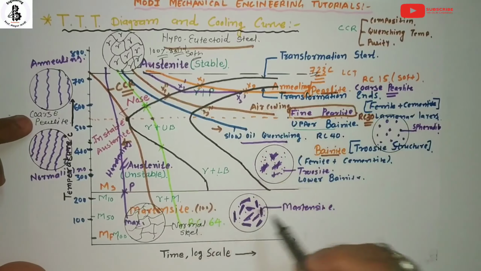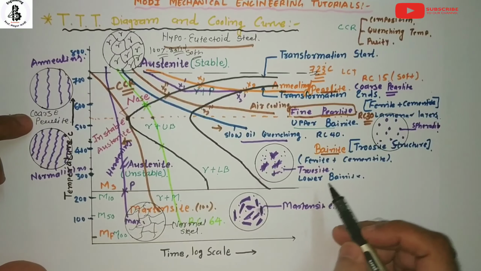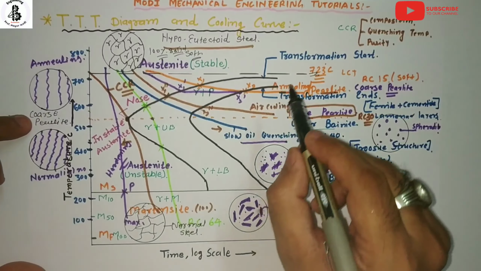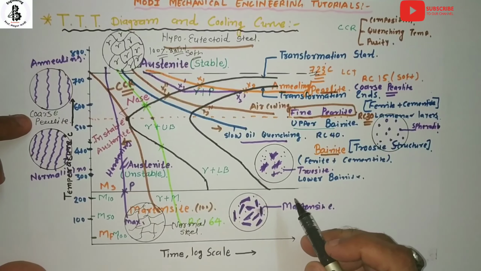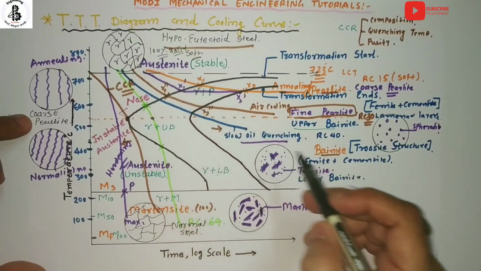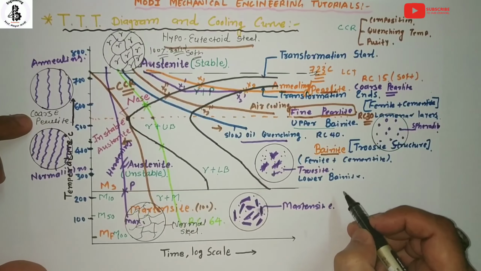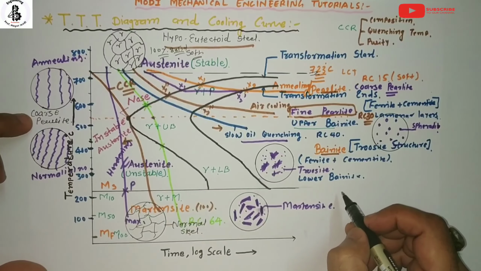So all of this is about TTT diagrams, and how the cooling rate affects the conversion of this stable austenite into the different phases of steel. So I hope you understand this theory.